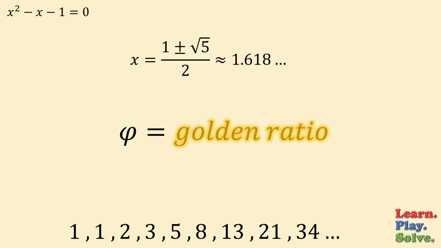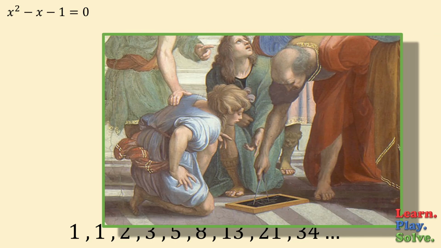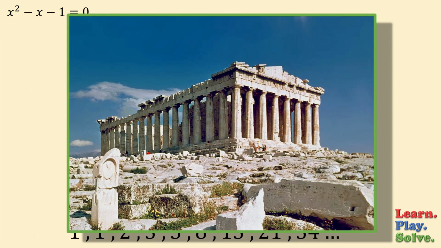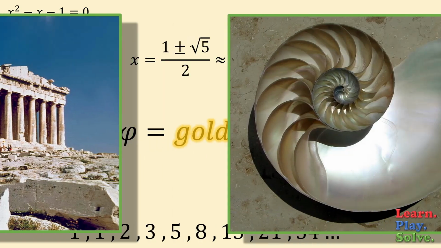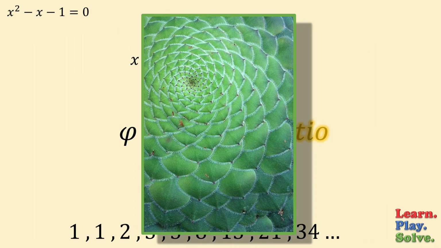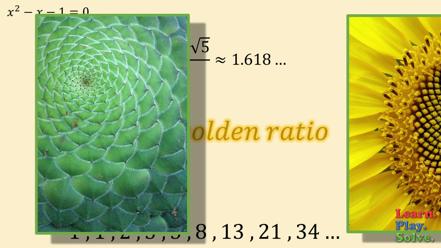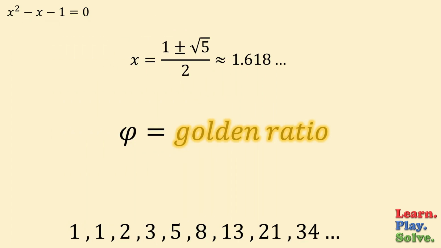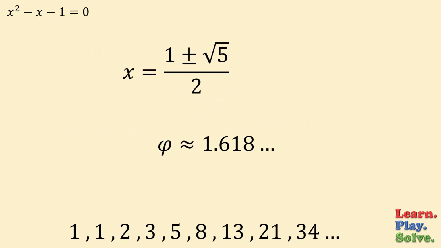The golden ratio has been studied by mathematicians since ancient civilization, and it's been used in countless works of art and architecture throughout history. It also appears throughout nature, especially in the spiral patterns of leaves and other parts of vegetation. So phi is about 1.618.